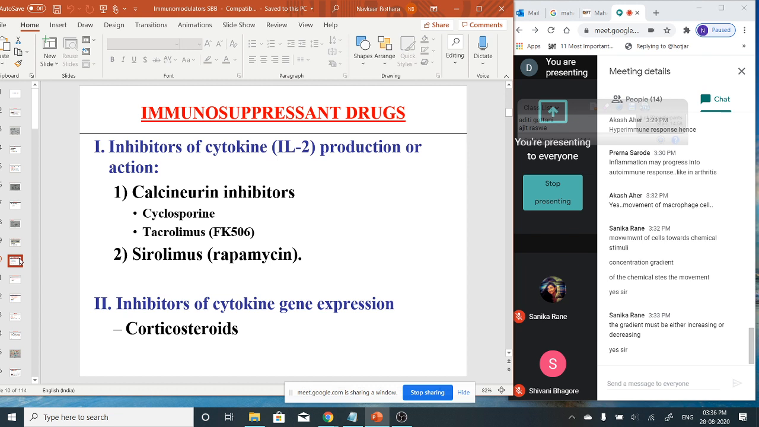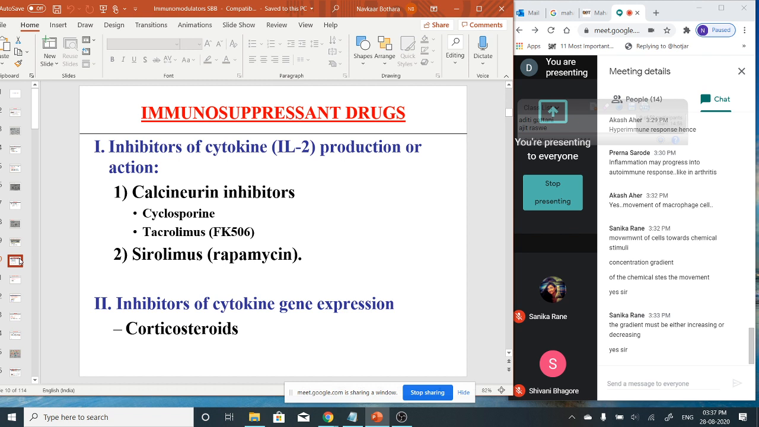So in those cases, we want to have control so that it should not go too far and should not affect tissues, and therefore we are using these drugs. And definitely, as we have seen, there are autoimmune disorders, and transplantation or grafting, tissue grafts or such kinds of grafts. There are many such conditions which require the use of immunosuppressant drugs. So what are these?